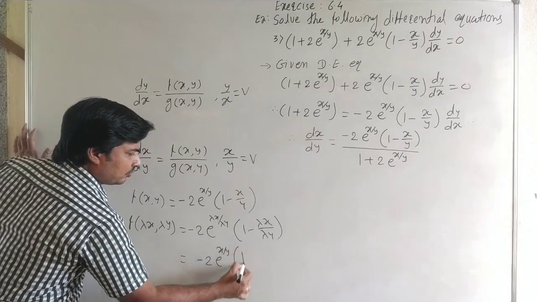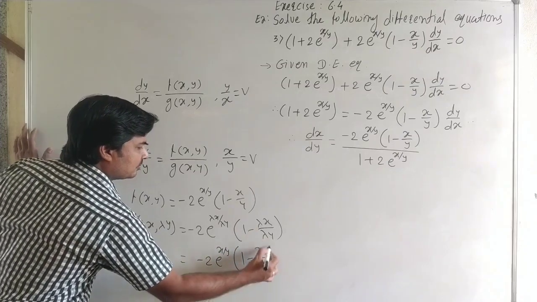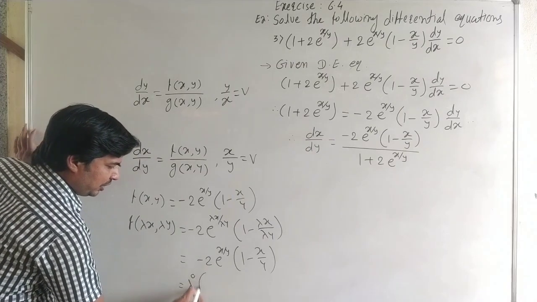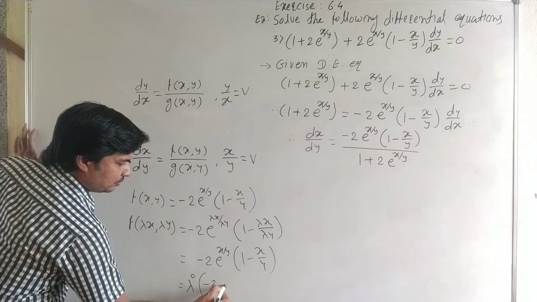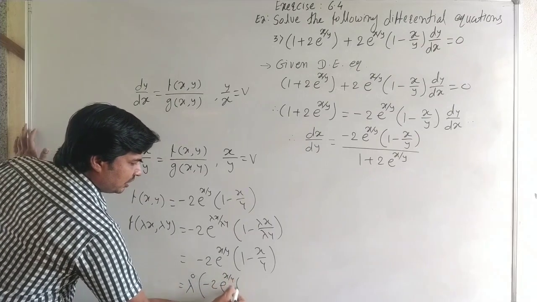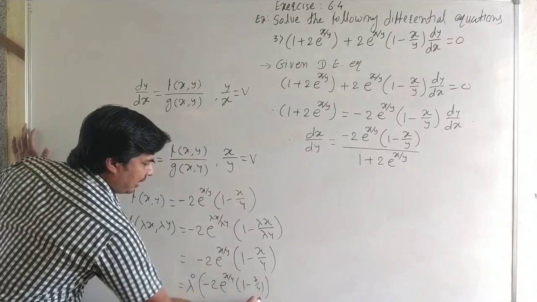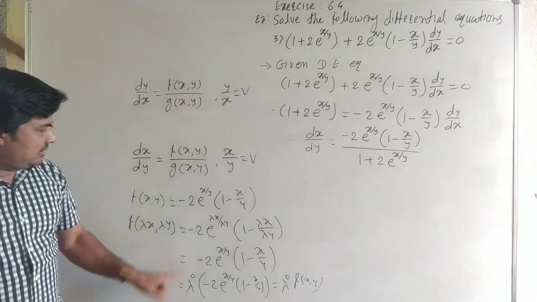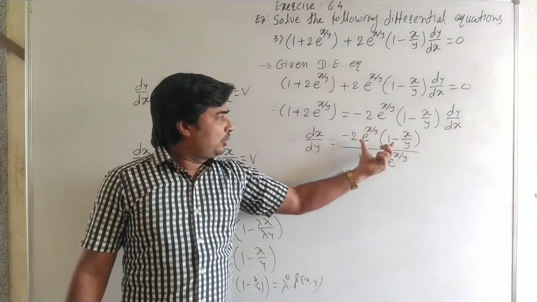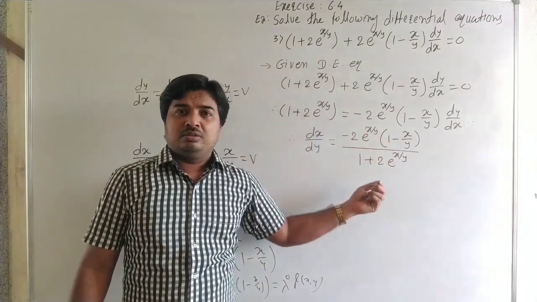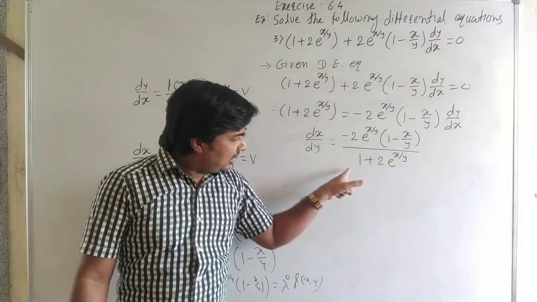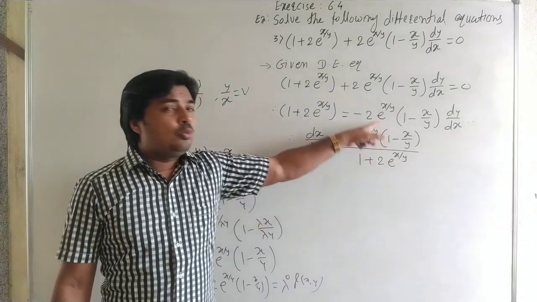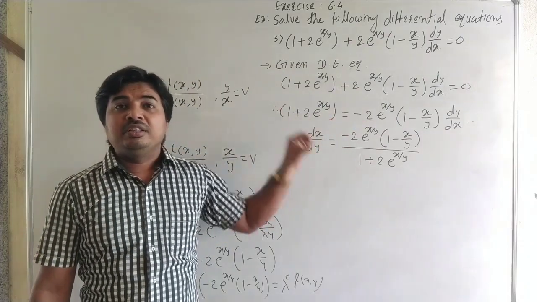Lambda and lambda get cancelled. Again here, lambda and lambda get cancelled. That means here it is 1. That means lambda to the power 0 into minus 2 e to the power x by y into 1 minus x by y. That means lambda to the power 0 f of x comma y. It is a homogeneous numerator. The numerator is a homogeneous function of degree 0, and here the denominator is also a homogeneous function of degree 0. That means it is a homogeneous differential equation of degree 0.